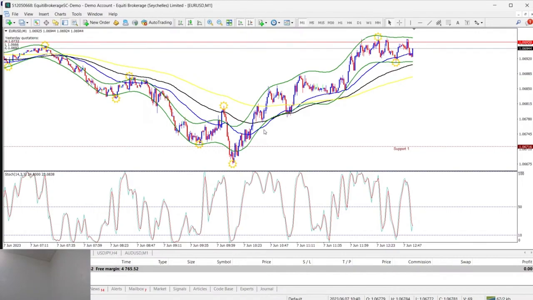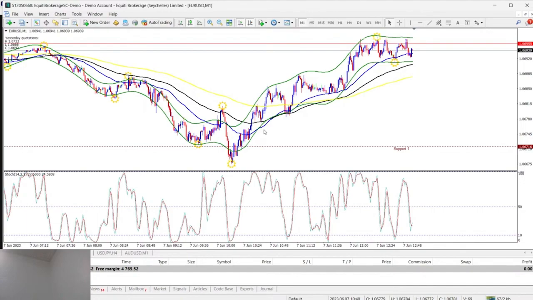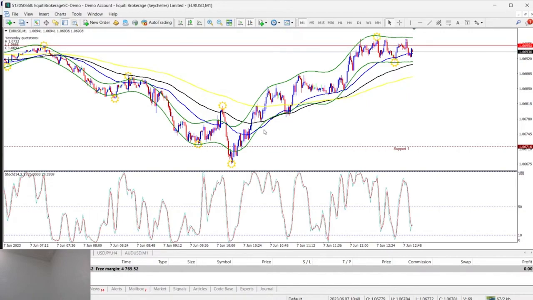Resistance acts as a ceiling. Support, floor. Say it with me. Support is what? Floor. Resistance is what? Ceiling. So when price gets to a ceiling, you expect price to hit it and turn down. These are basic trading concepts. If you do not understand the law of support and resistance, your journey will not even start. You must understand support and resistance to even get started in trading.